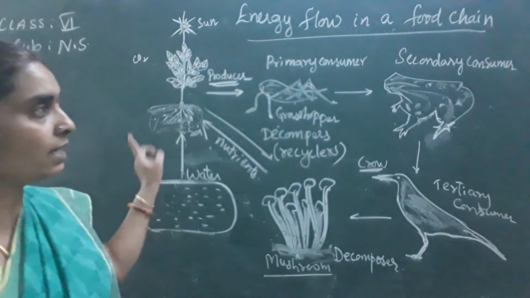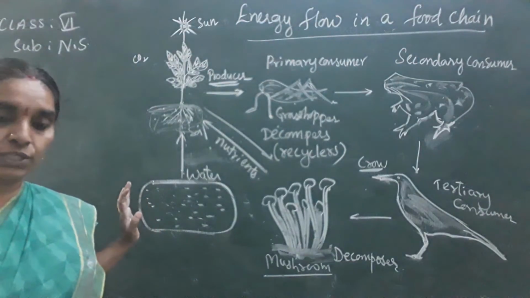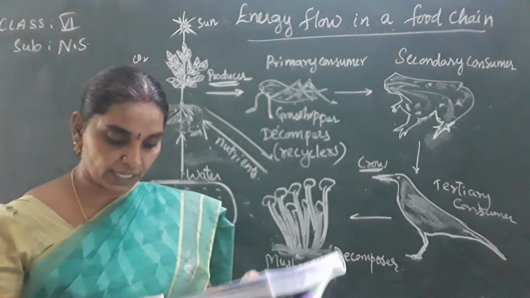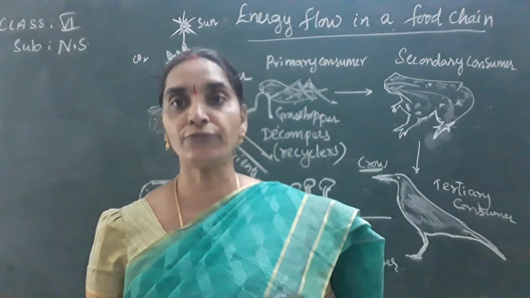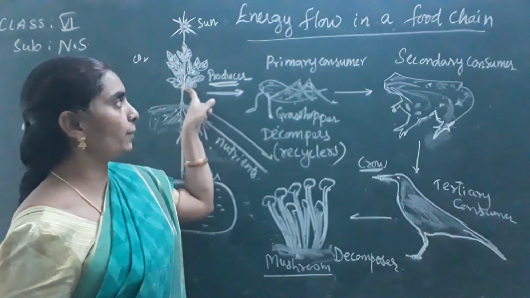Is it clear, children? Draw this picture neatly in your notebooks. Energy flow in a food chain. Now try to answer the questions given in your textbook. See page number 29, children. What is the source of energy in a food chain? Here this is a food chain. Isn't it? So producers.